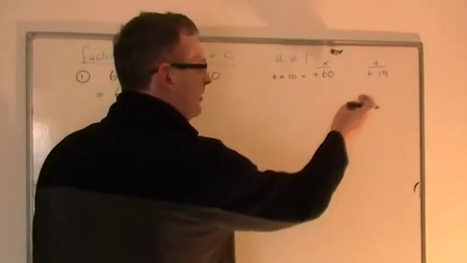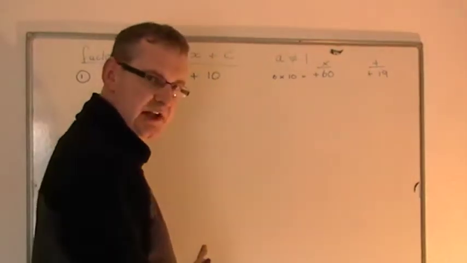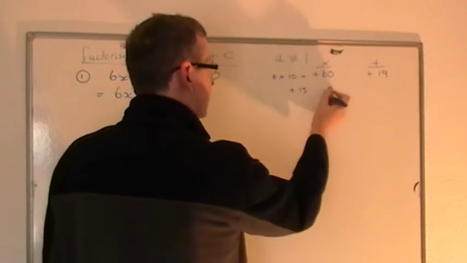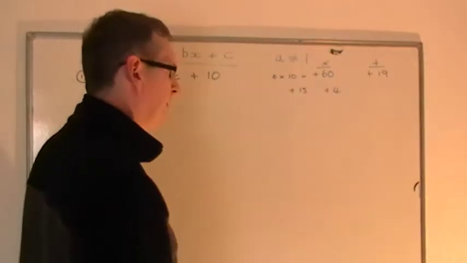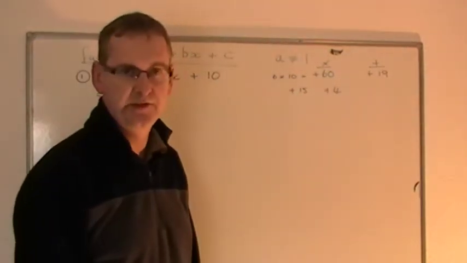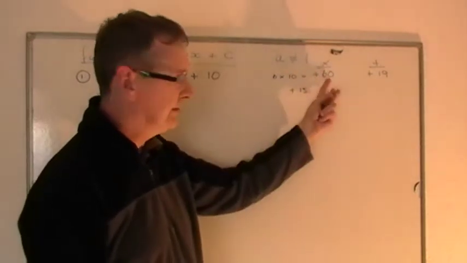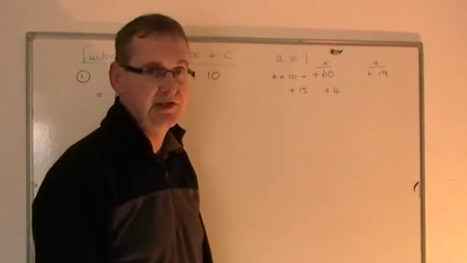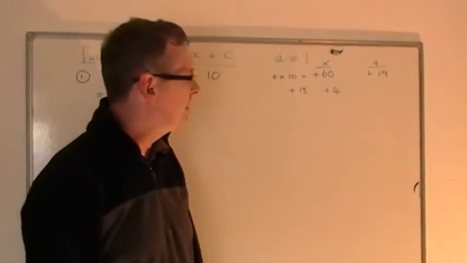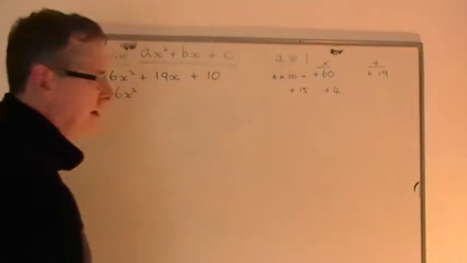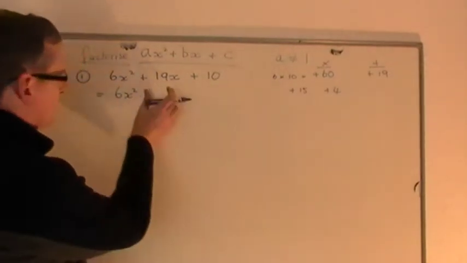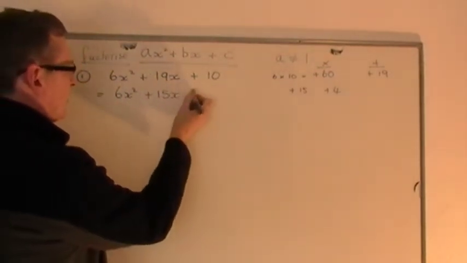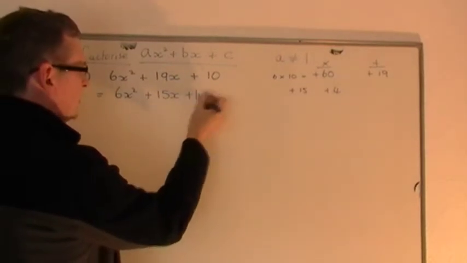Keep going, because they've got to add up to plus 19. Well, it doesn't take me much to figure out that the two numbers I'm looking for are plus 15 and plus 4. 15 fours are 60, they multiply to give plus 60, and if I add them together, you get plus 19. So the two numbers, 15 and 4, both positives.